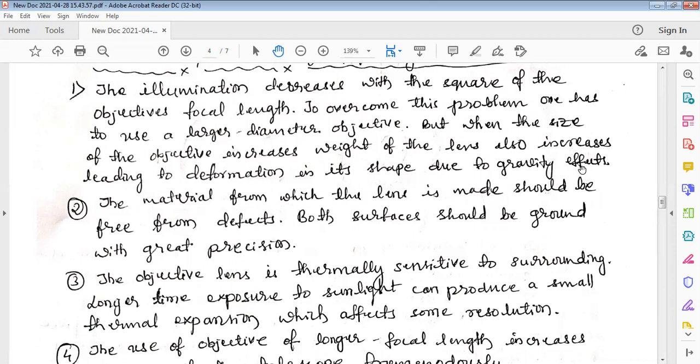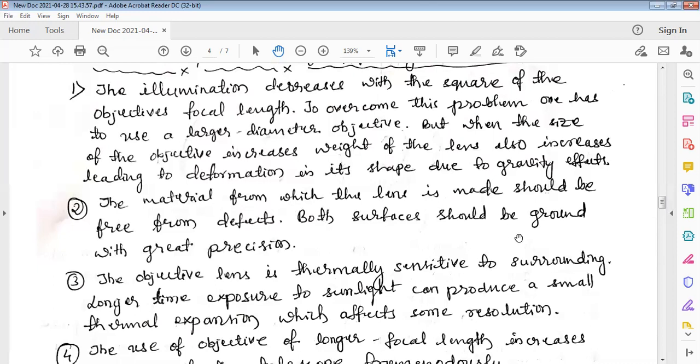For better resolution, we have to use objectives of greater focal length. But once the focal length increases, some other problems are created. The second problem is that the material from which the lens is made should be free from defects. While manufacturing the material, its purity is very important. If even a very small amount of defects are there in the material, that leads to lots of problems.